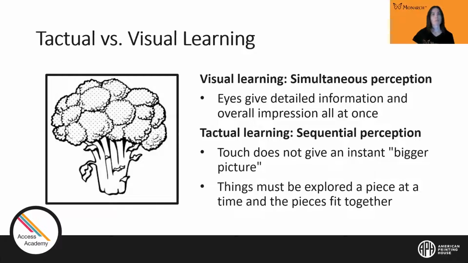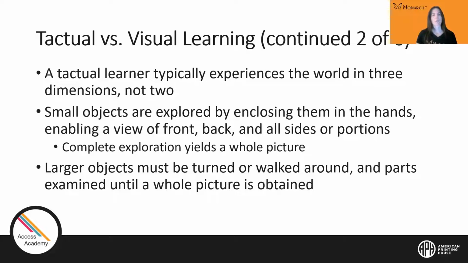A few helpful differences to keep in mind between tactual and visual learning. Visual learning is a matter of simultaneous perception. In other words, the eyes give detailed information and an overall impression, a big picture, all at once. But tactual learning is a matter of sequential perception. And in this kind of learning, which is very valuable and very different, things must be explored a piece at a time, and then the pieces fit together.